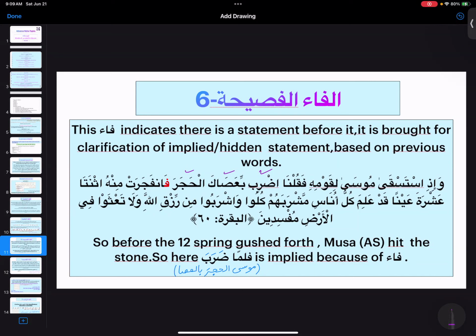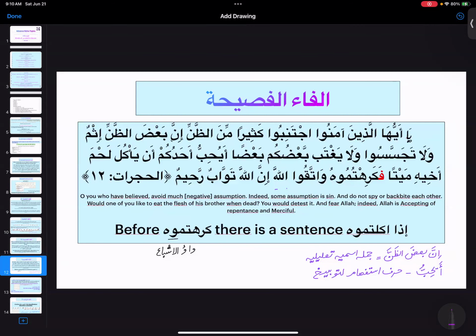So he did it, and when he did it, then fanfajarat min husnata ashrata aina. Then it happened, right? So that is the example of fa fasiha. So the whole thing is mahzoof. So after the command, he did the command, right? So his done part is basically mahzoof. What he did is mahzoof.